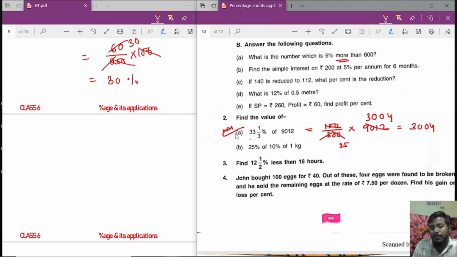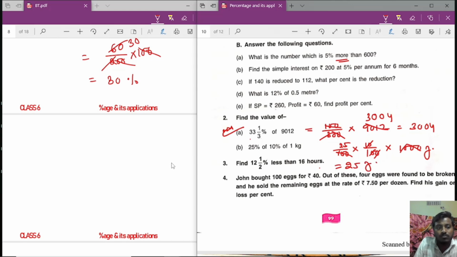Okay, now next. 25% we can write as 25 by 100, "of" means into 10 by 100 into 1 kg, which we can write as 1000 gram. Any doubt? Now double zero, here is double zero, cancel. 10 10, again 10 10 cancel. So the answer is 25 gram.